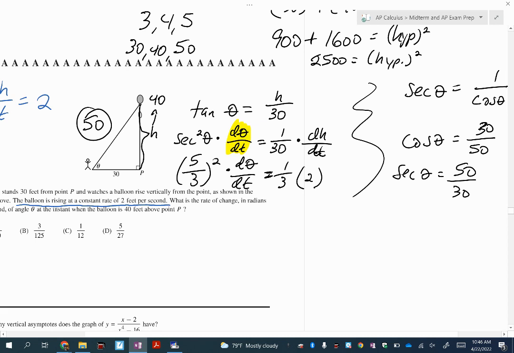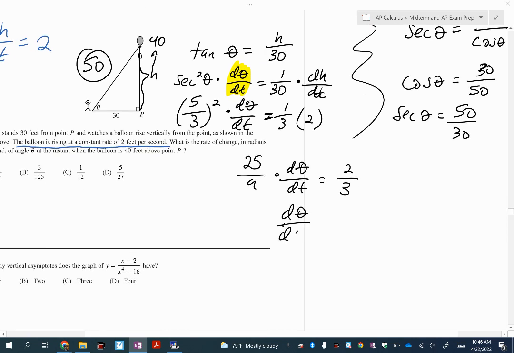And now it's algebra, right? It's complicated algebra, but it's still algebra. All right. So this is 25/9 times d theta over dt equals 2/3. How do I get that d theta over dt by itself? You bring it over. When it's a fraction, I'm not going to divide, I'm going to multiply by the reciprocal. So I'm going to write 2/3 times, no, flip it, 9/25. Okay, so I can reduce the 9 over 3. That's 3, and that's 1. All right, so I get 3.